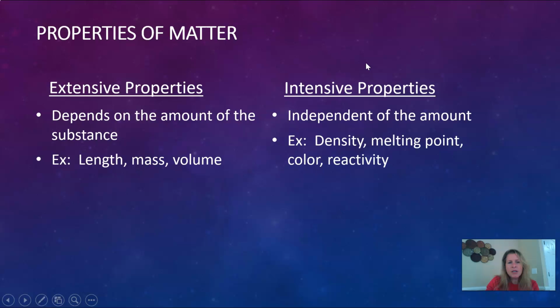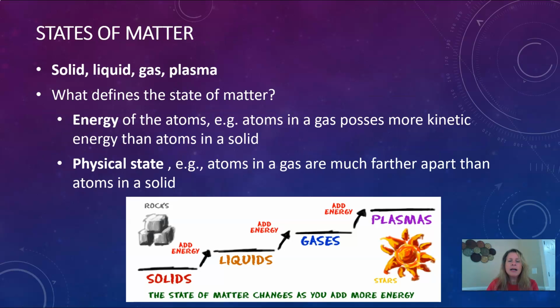And then to finish up, our last slide, we're going to talk about the states of matter. Just a review from what you've already learned in physical science. We have solid, liquid, and gas, and then there's a fourth state that we learn about called plasma. So what makes a state? What defines the state? For one, it's the energy of the atoms in that piece of matter that we're looking at. So how much kinetic energy do they have?